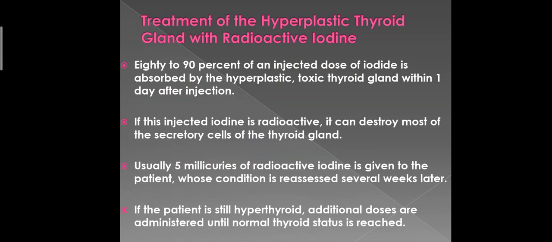Now, the treatment of the hyperplastic thyroid gland with radioactive iodine. 80 to 90% of an injected dose of iodine is absorbed by the hyperplastic toxic thyroid gland within 1 day after the injection. So, if the injected iodine is radioactive, it can destroy most of the secretory cells of the thyroid gland. Usually, 5 millicuries of radioactive iodine is given to the patient, whose condition is reassessed several weeks later. If the patient is still hyperthyroid, additional doses are administered until normal thyroid status is reached.